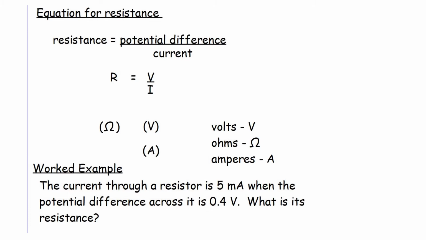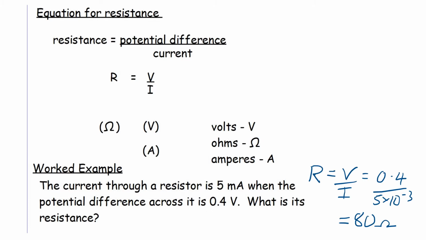Worked example: the current through a resistor is 5 milliamps when the potential difference across it is 0.4 volts. What is its resistance? So R equals V over I, which equals 0.4 divided by 5 times 10 to the minus 3, which equals 80 ohms. So just being careful that we're given the current in milliamps, so that's written as times 10 to the minus 3.